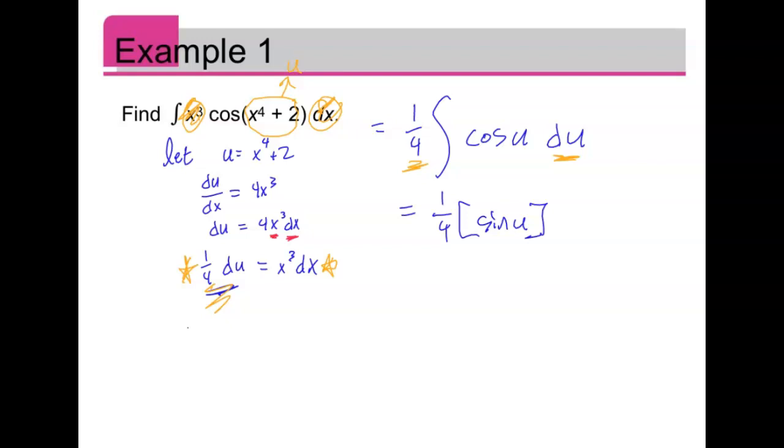What do I want to not forget since this is indefinite? Yes. Plus c. Finally, we want our answer back in terms of x. 1/4 sine instead of u, x to the fourth plus 2, and then plus c.